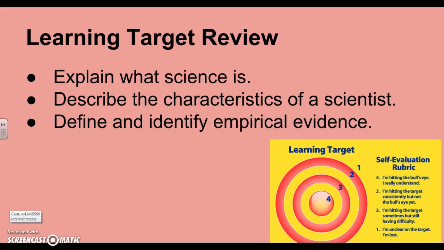So let's review your learning targets one more time. By now you should be able to explain what science is. You should be able to describe the characteristics of a scientist, and you should be able to define and identify empirical evidence. We'll be working on identifying empirical evidence more in class.